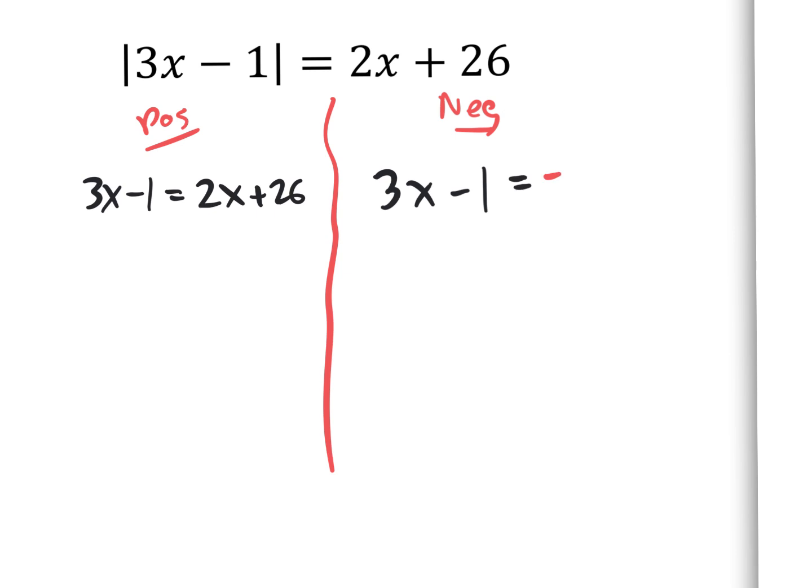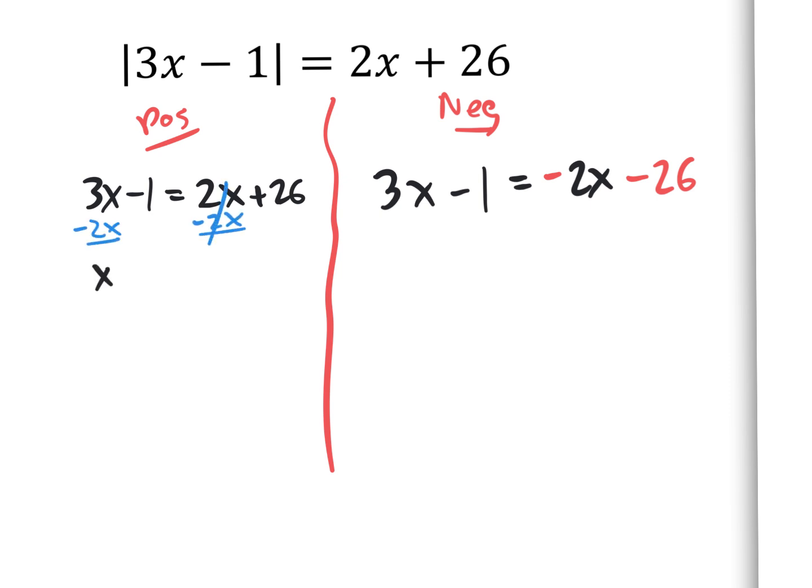So that's going to become a -2x, and it's going to become a -26 instead of a +26. And then you solve both of them, get your two answers, and of course, test them. Let's do that. Let's solve the first one. You have x's on both sides of the equal sign. You don't want that, so let's get rid of the 2x by subtracting 2x. What you do to one side, do to the other.